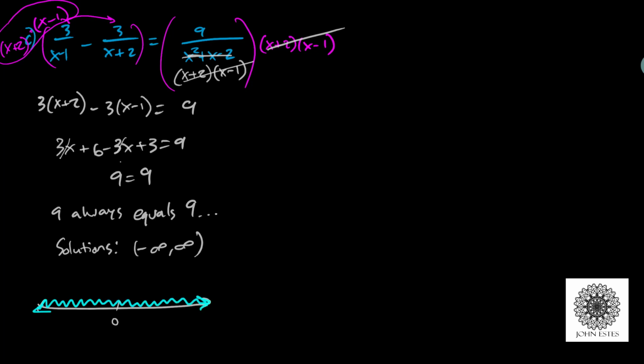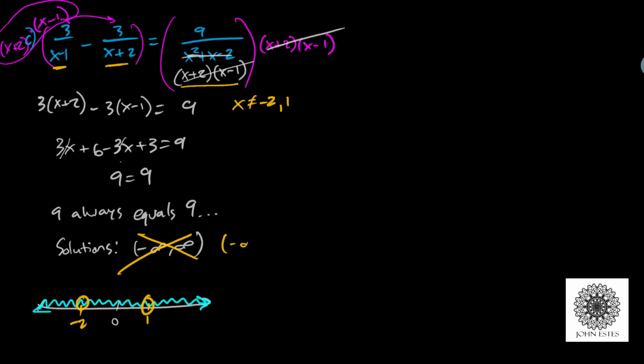Well, that's not exactly true. There was one thing we forgot to do at the very beginning. I have an x minus 1, an x plus 2, an x plus 2, and x minus 1. This tells me x cannot be negative 2 or 1. So here's negative 2, I can't have that. And here's 1, I can't have that. So actually, negative infinity to positive infinity is not the correct answer.